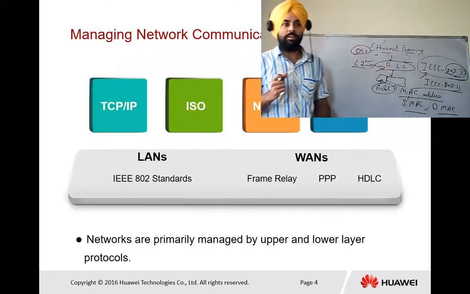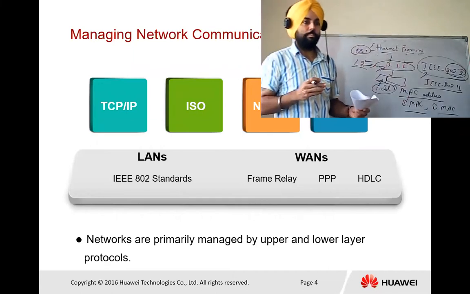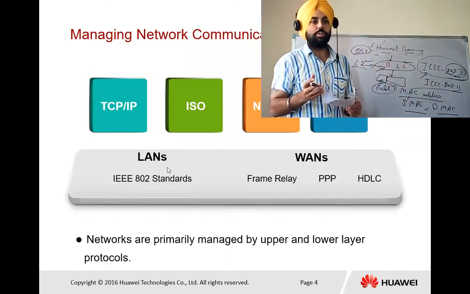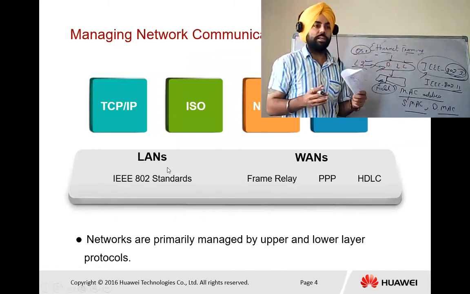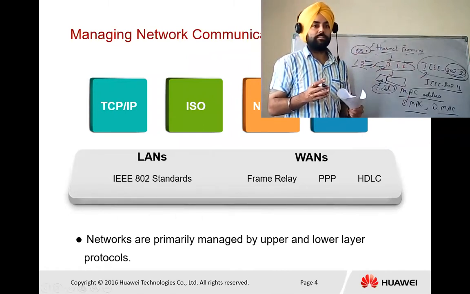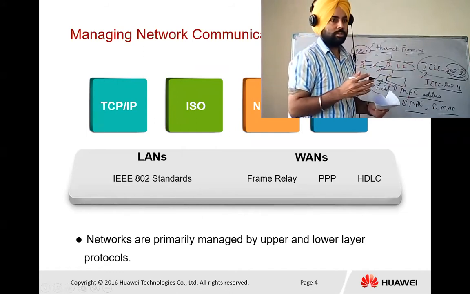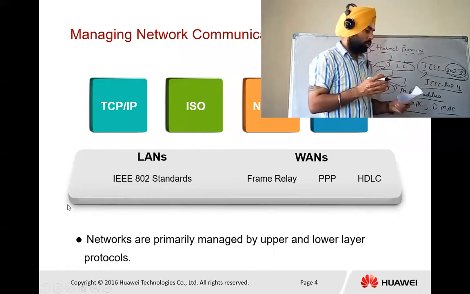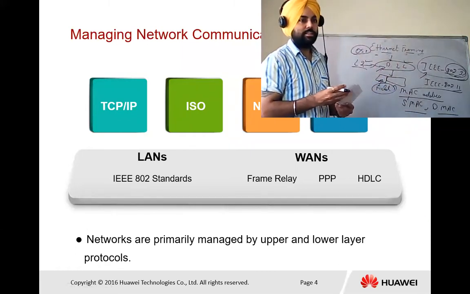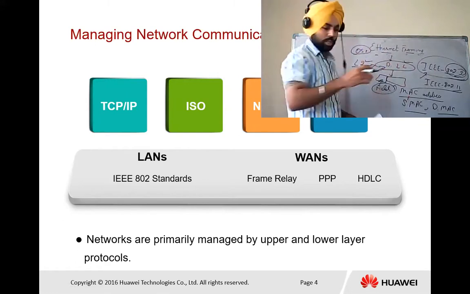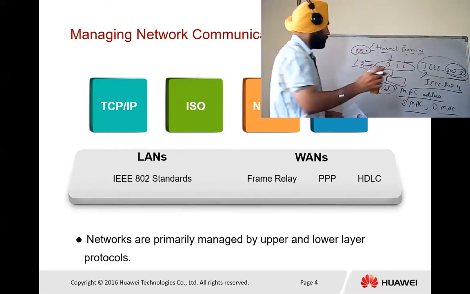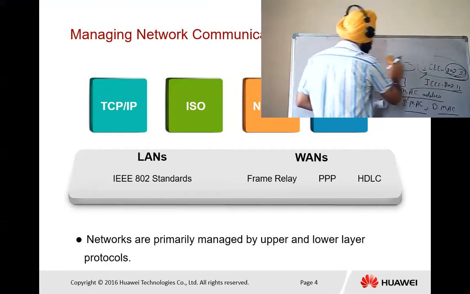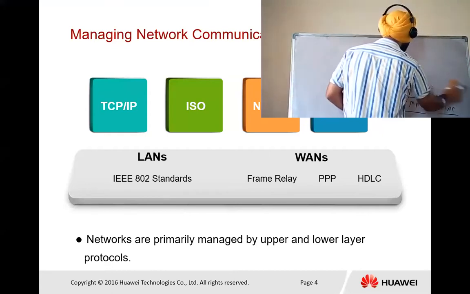Next we have managing network communications. We have four different types of network: the first is TCP/IP, the second is ISO, the third is Novell, and the fourth is IBM. First we have TCP/IP. TCP/IP is our implemented model.